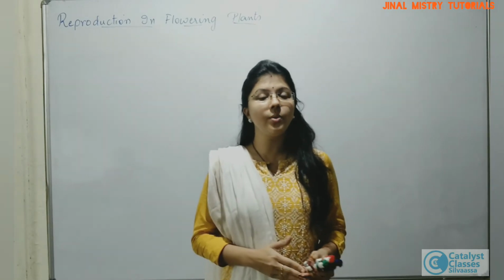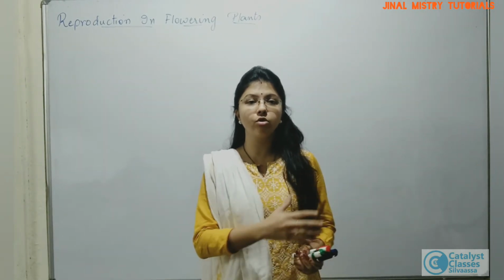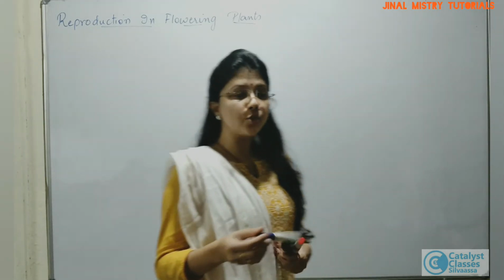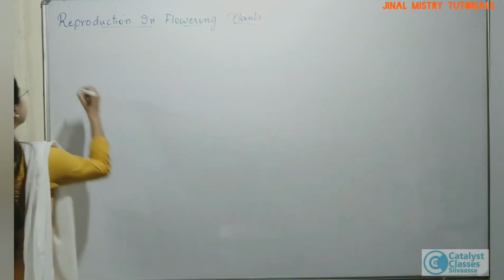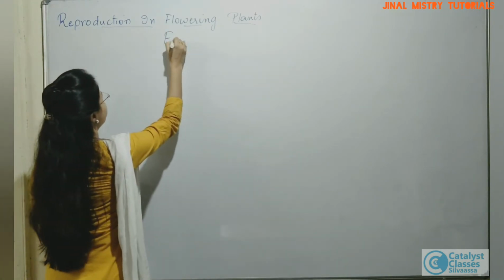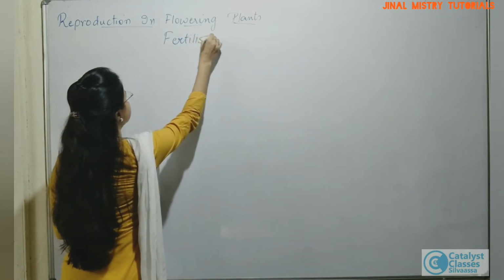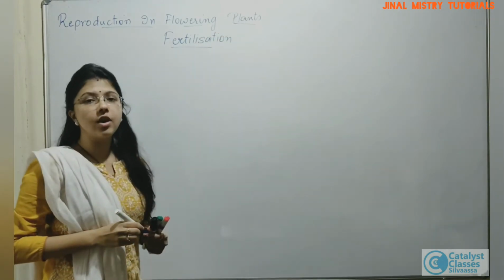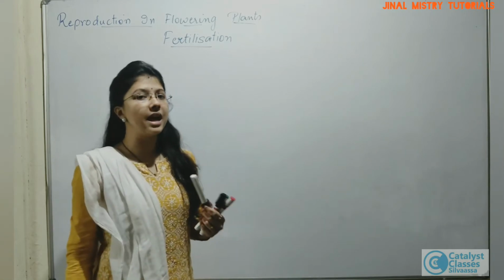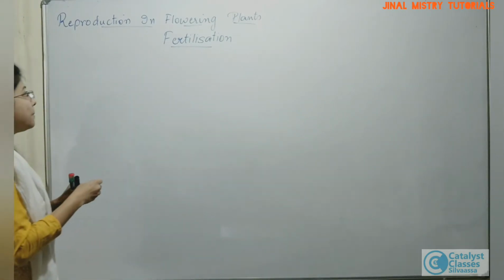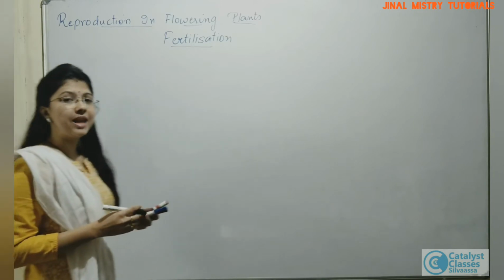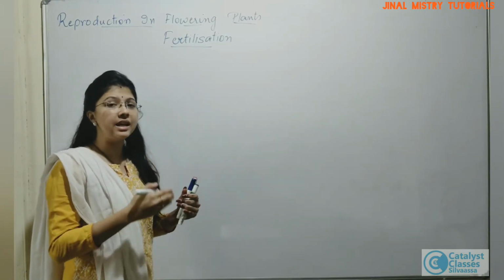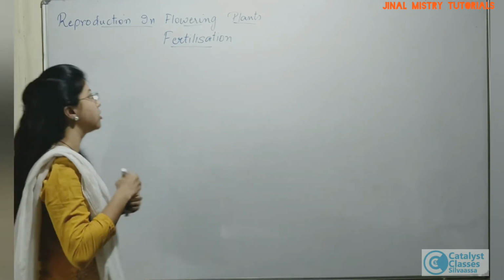In the last video, we learned about different types of pollination in an elaborative manner. Today we are going to study the next part of reproduction in flowering plants, that is the process of fertilization. Up till now, we have completed all the pre-fertilization events. Today we are going to discuss the main event, that is fertilization. The basic need for the process of fertilization is that the male and female gametes have to come close to each other, as a result of which the fertilization process can occur.